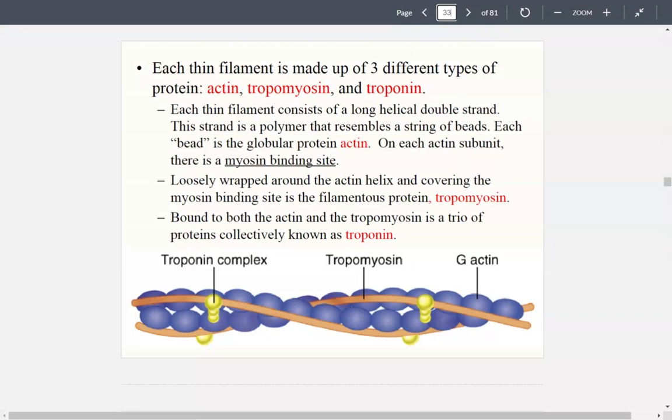Loosely wrapped around the actin helix and covering those myosin binding sites is going to be the filamentous protein tropomyosin. On the tropomyosin, connecting the tropomyosin to the actin, is going to be a trio of proteins known as the troponin complex. These are structures that you do want to remember, and the fact that actin has the myosin binding site, because they all come into play when we talk about how your muscles contract, the skeletal muscles specifically.